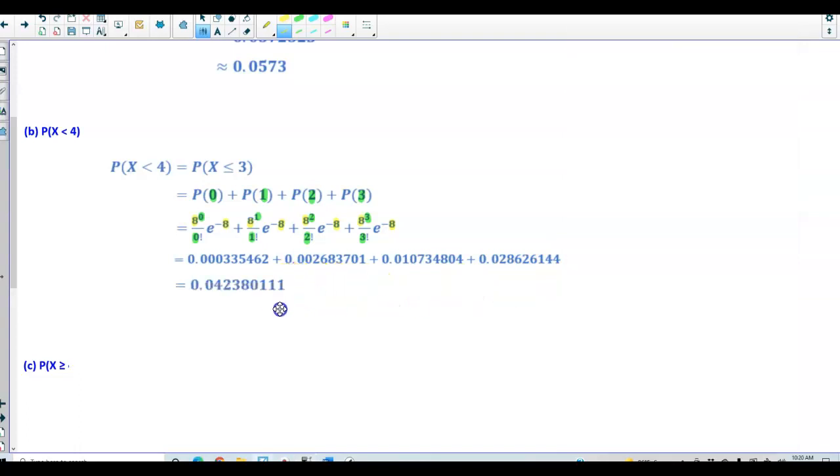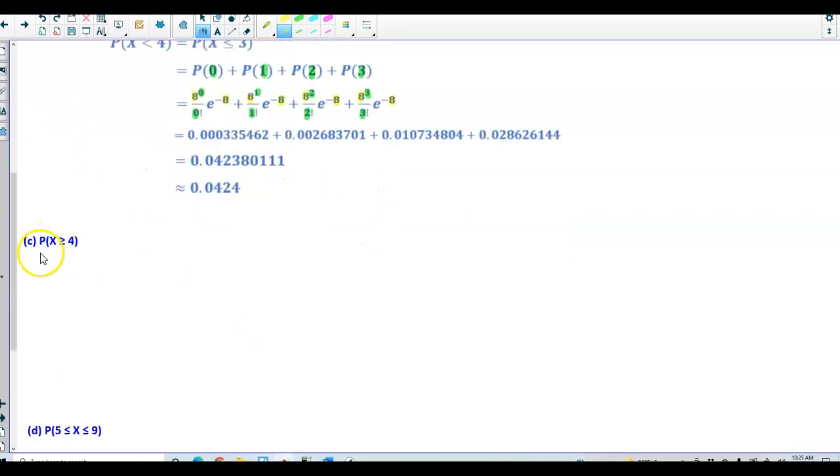So if we add those all up, we get 0.042380111. Rounding this to 4 decimal places gives us 0.0424. So the probability that x is less than 4 gives us this result.